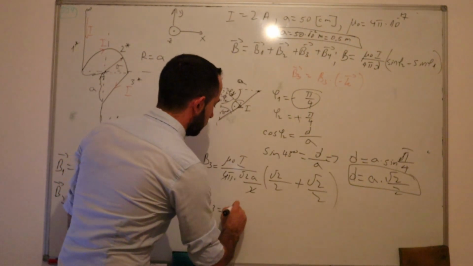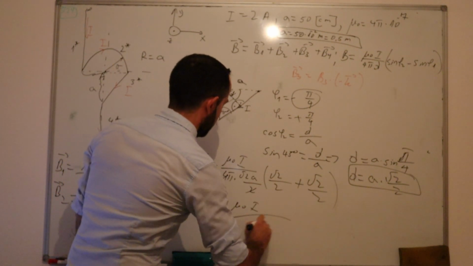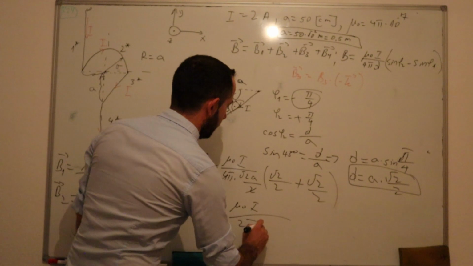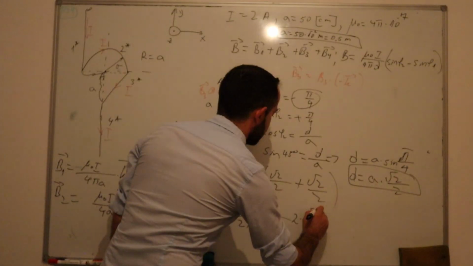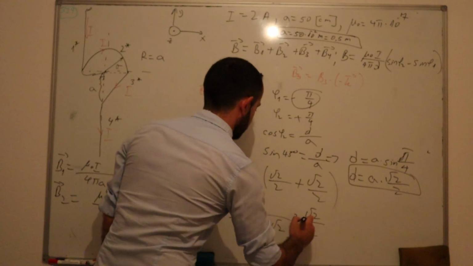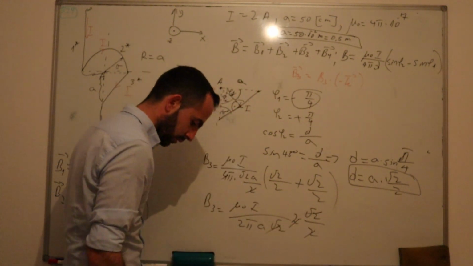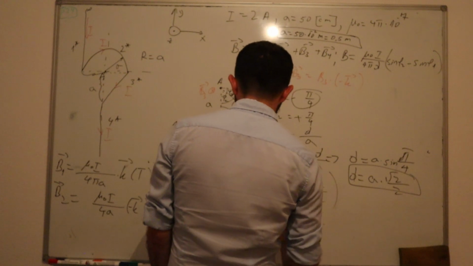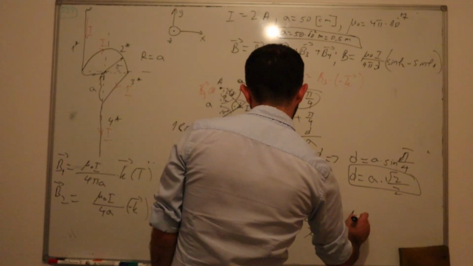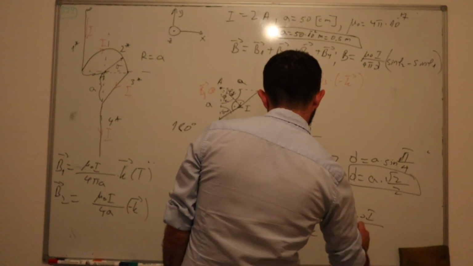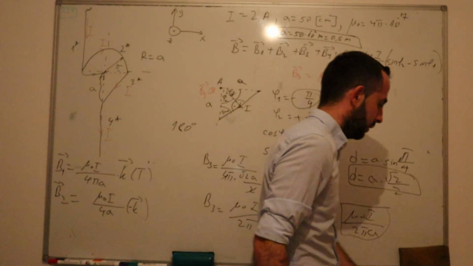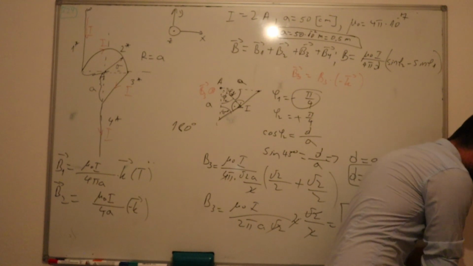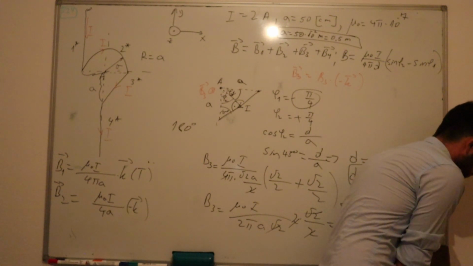So B3 equals mu0 I over 2 pi A square root of 2. This is 2 times, so we can also shorten this. So our B3 is mu0 I over 2 pi A. Let me just check. Did I calculate? Okay.